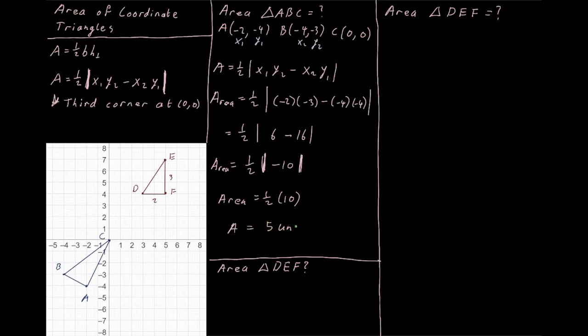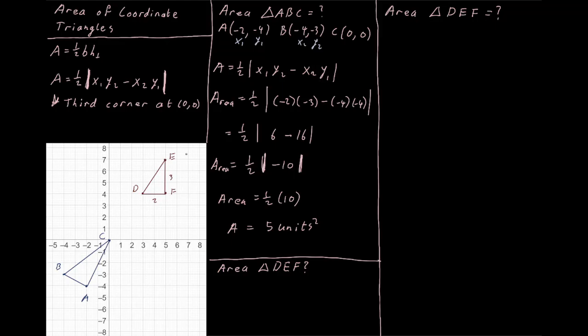And we can write down units squared because we know that we're talking about the size of something. That's our area for our blue triangle. Now the other triangle that we have here is, what is the area of the triangle DEF?